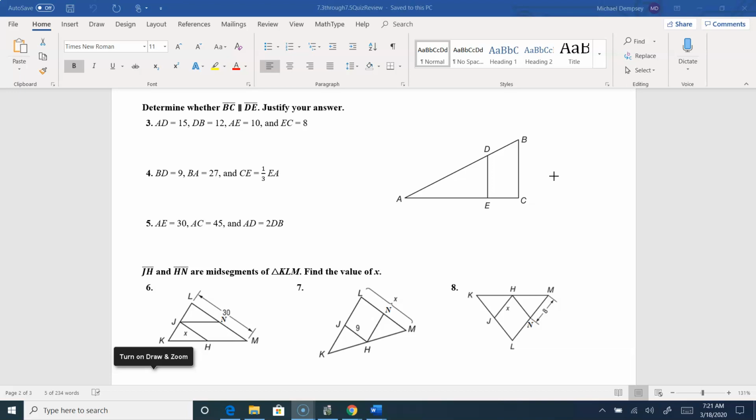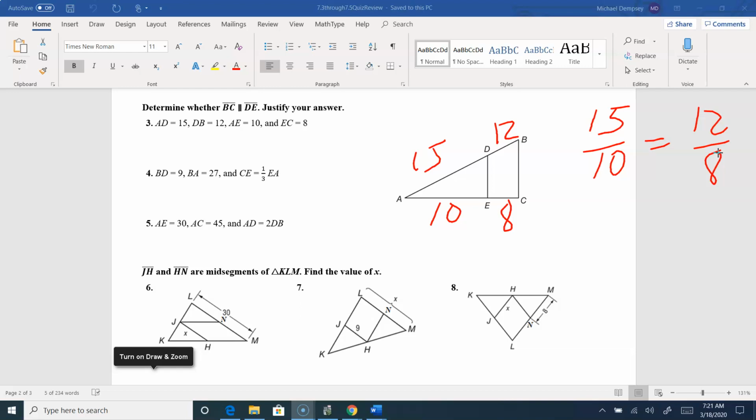So AD is 15. DB is 12. Okay, and then AE is 10, and EC is 8. So a couple ways I could do this. I have to see if this is a truth statement in front of me here. Is 15 over 10 equal to 12 over 8? So if I cross multiply, do I get the same thing either way? Is 15 times 8 the same as 10 times 12? So 10 times 12 is 120, and then 80 plus 40 is also 120.